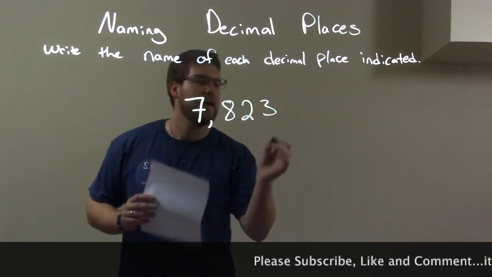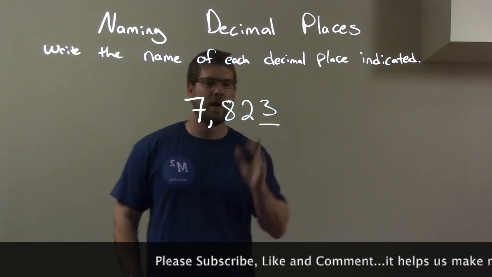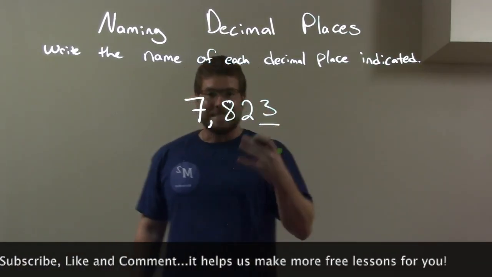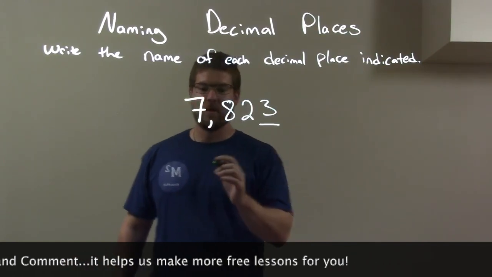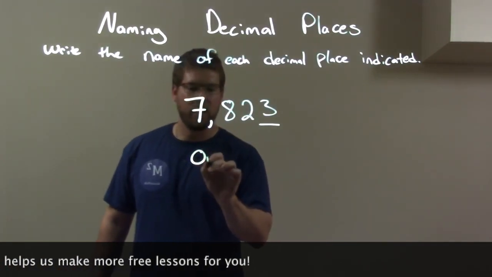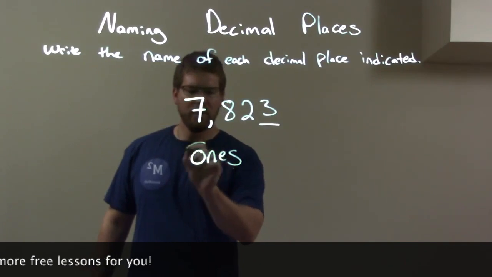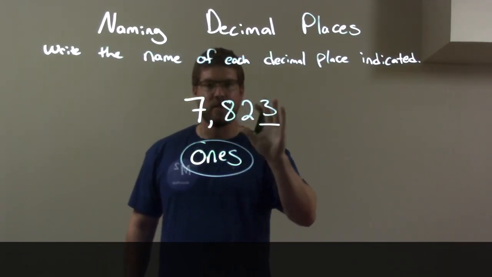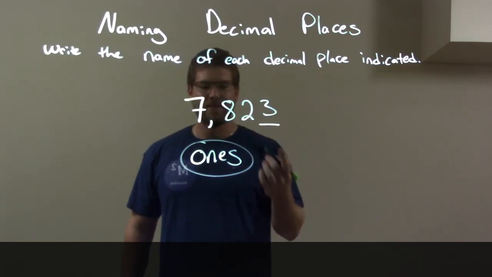7,823. And we have a little bar right there underneath the 3. That's what's indicated. Well, what place is that? Well, that place is what we call the ones place. Now, why do we do that? Well, the ones place is the first one, right? Our first digit. So our first digit we call the ones place. So there's our answer.